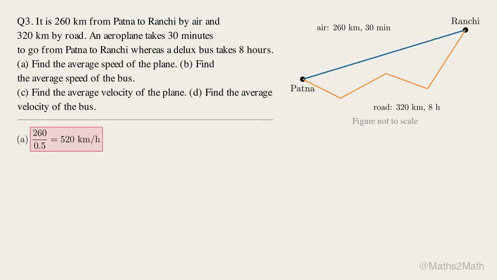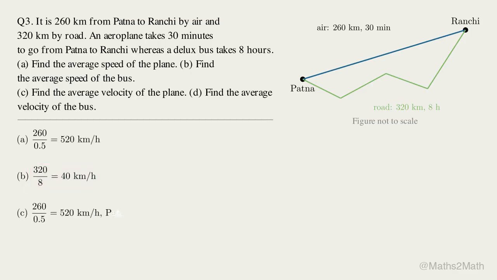The plane flies the straight 260 kilometers in half an hour. Average speed, 520 kilometers per hour. The bus covers its 320-kilometer road in 8 hours. Average speed, 40 kilometers per hour.